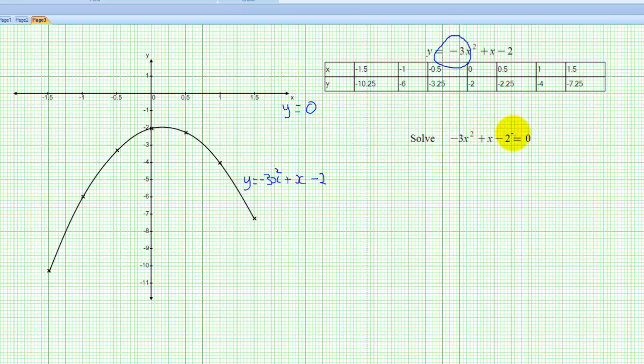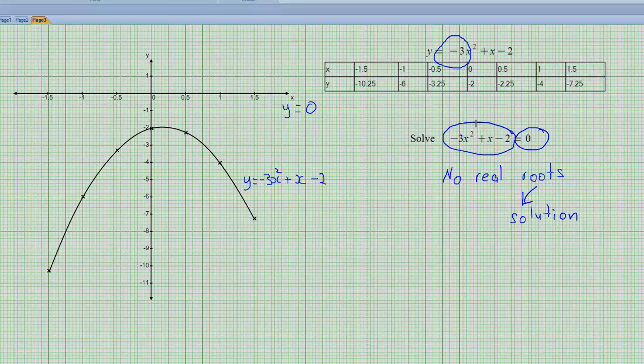Is there any intersection between y equals to negative 3x squared plus x minus 2 and y equals to 0? You will notice that there is no intersection at all, and hence there is no real solution, and we will write our answer as no real roots. For now, you just need to know that roots actually means solution. That's all for this part of the lesson.